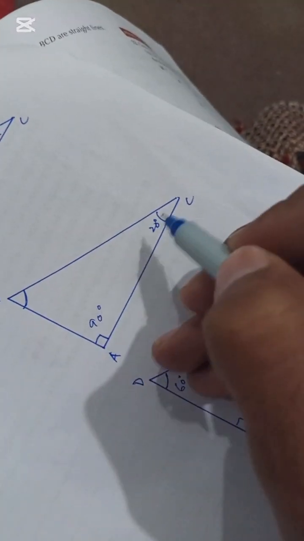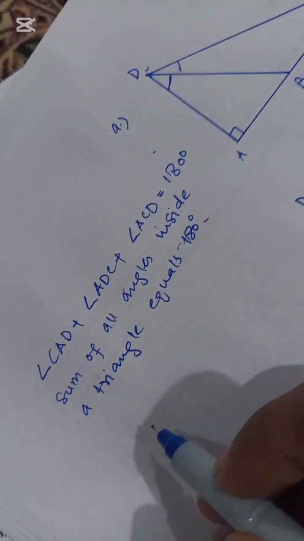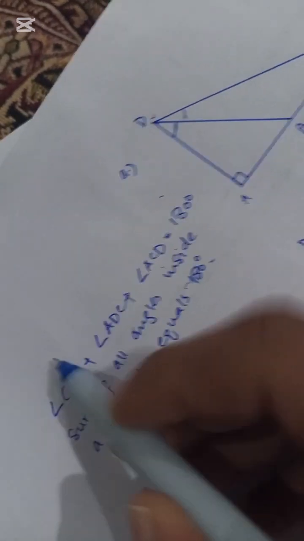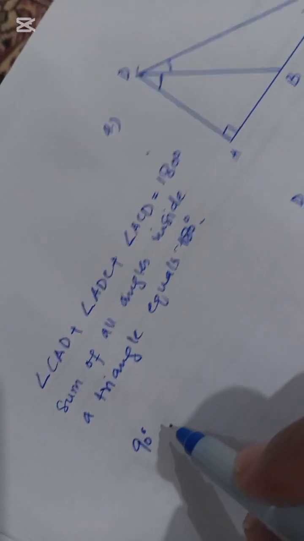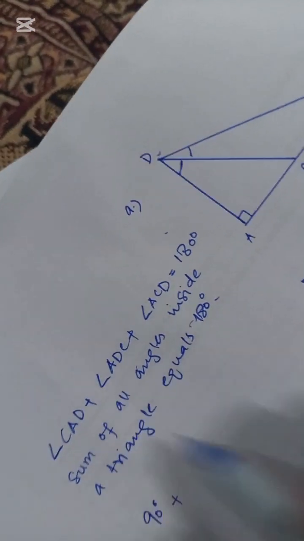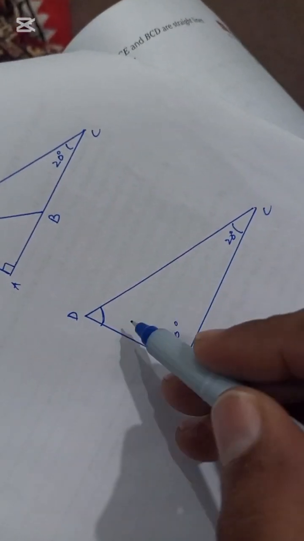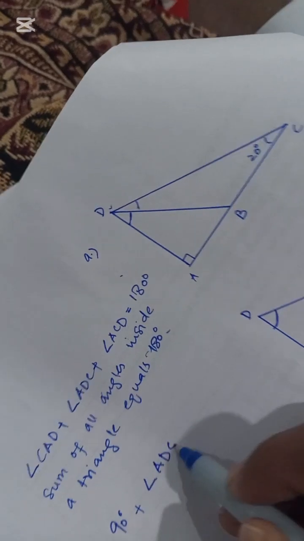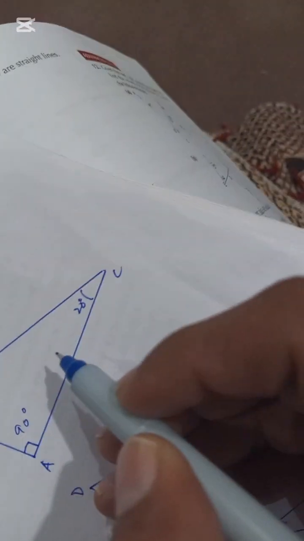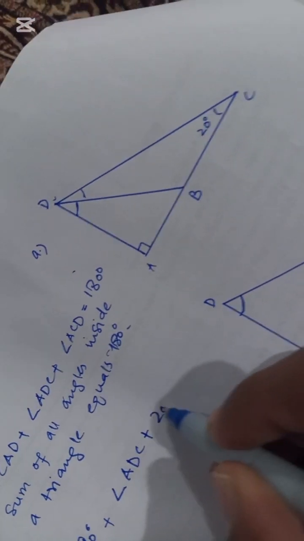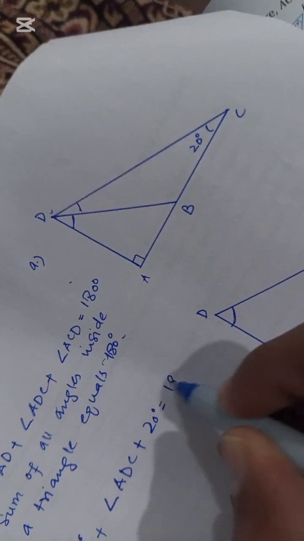CAD and ACD, right? So I'll put the value of CAD. The value of angle CAD is 90 degrees, right? So we have written the value of it instead of writing CAD, plus angle ADC. Angle ADC is what we have to find, so we don't know the value, so we write it exactly as it is, angle ADC, plus, now we know the value of angle ACD, so I'll write its value, angle ACD equals 20 degrees, which will equal 180 degrees.